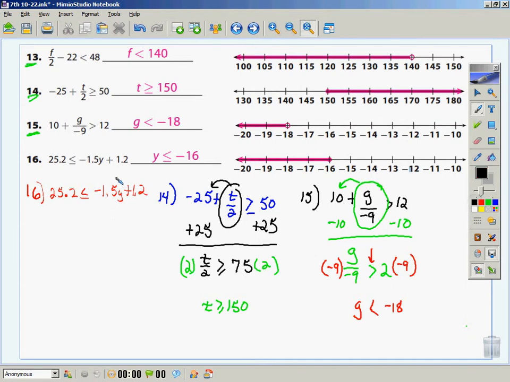If I'm trying to get the variable by itself, I have to undo this addition. I undo addition by subtraction. 25.2 minus 1.2 is 24, and I might want to write 24.0, it wouldn't matter. Less than or equal to a negative 1.5.